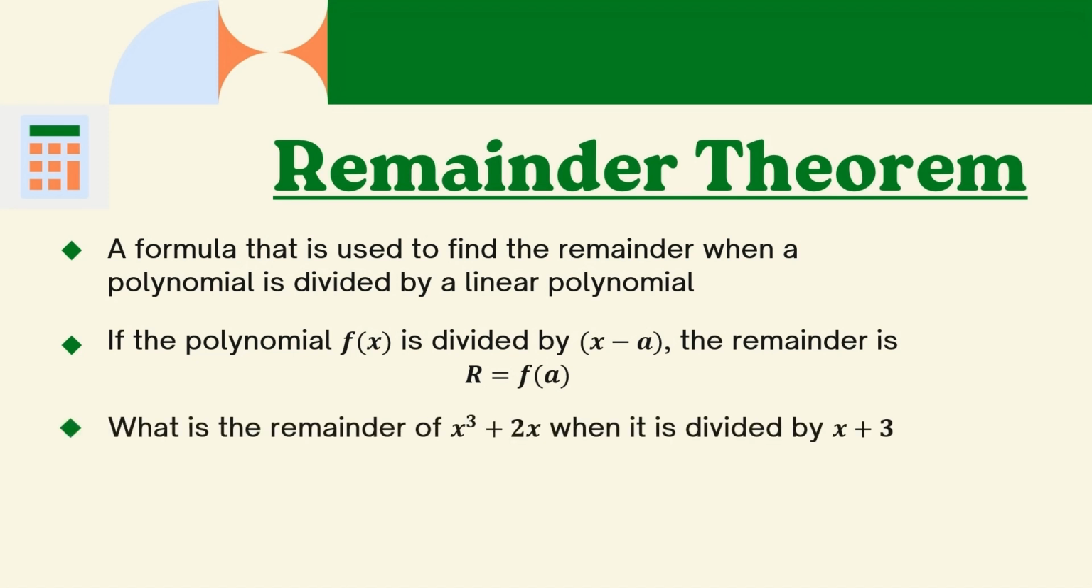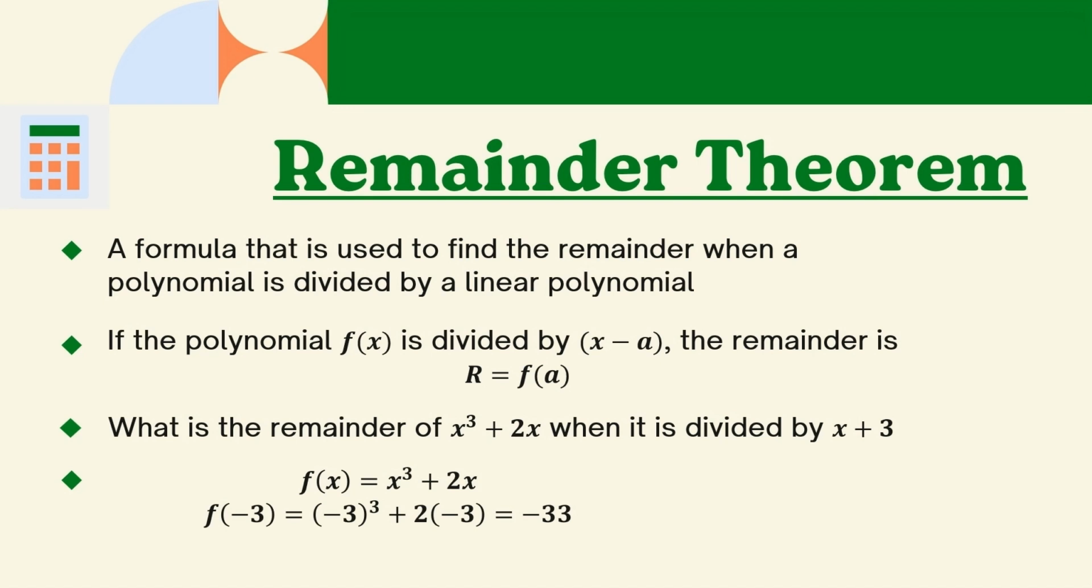Here's an example. What is the remainder when x cubed plus 2x is divided by x plus 3? So basically, the function is x cubed plus 2x. So what is it when it's divided by x plus 3? So set x plus 3 equals to 0 and find x, which is basically x equals minus 3. So that's what you put into x. So it will be f of minus 3 equals minus 3 cubed plus 2 times minus 3. And you get minus 33.